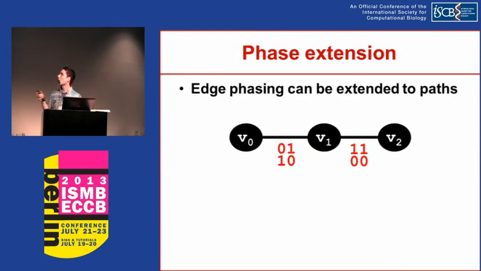The second concept here is phase extension. So here's a piece of that graph that I showed before, and we want to extend the phasing from the first edge to the second edge, and we simply join on that shared vertex. That's rather simple in the diploid case because every variant has a 1 and every variant has a 0 allele.